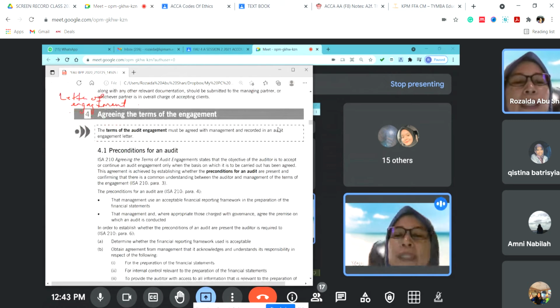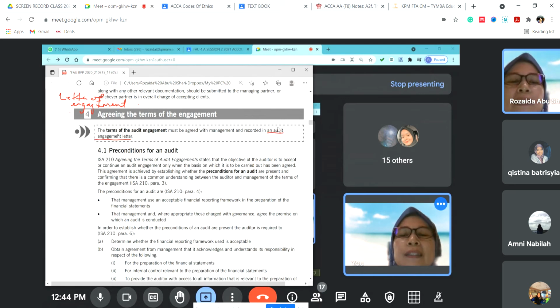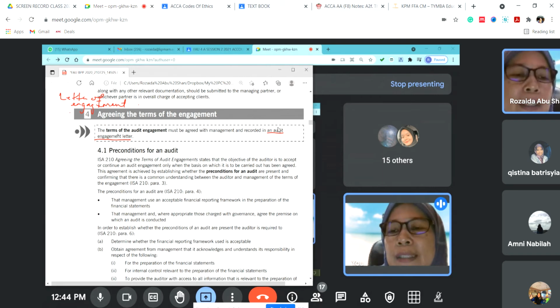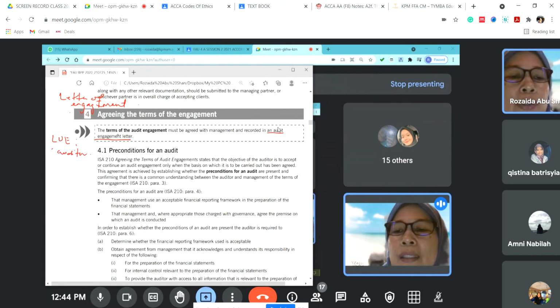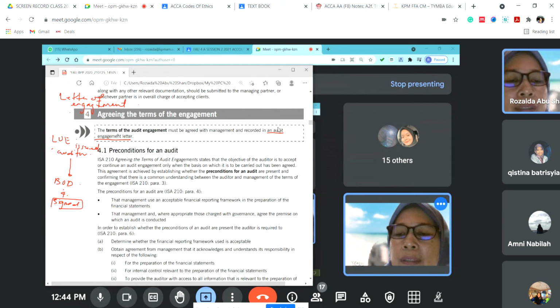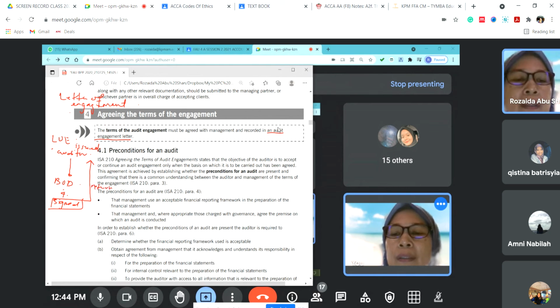For the letter of engagement, you have to look at its content. The terms of the audit engagement must be agreed with management and recorded in the audit engagement letter. The LOE is issued by the auditor and submitted to the board of directors. When they get the letter, they have to read, understand and sign it, and return it to the auditor to confirm that they agree on the engagement.